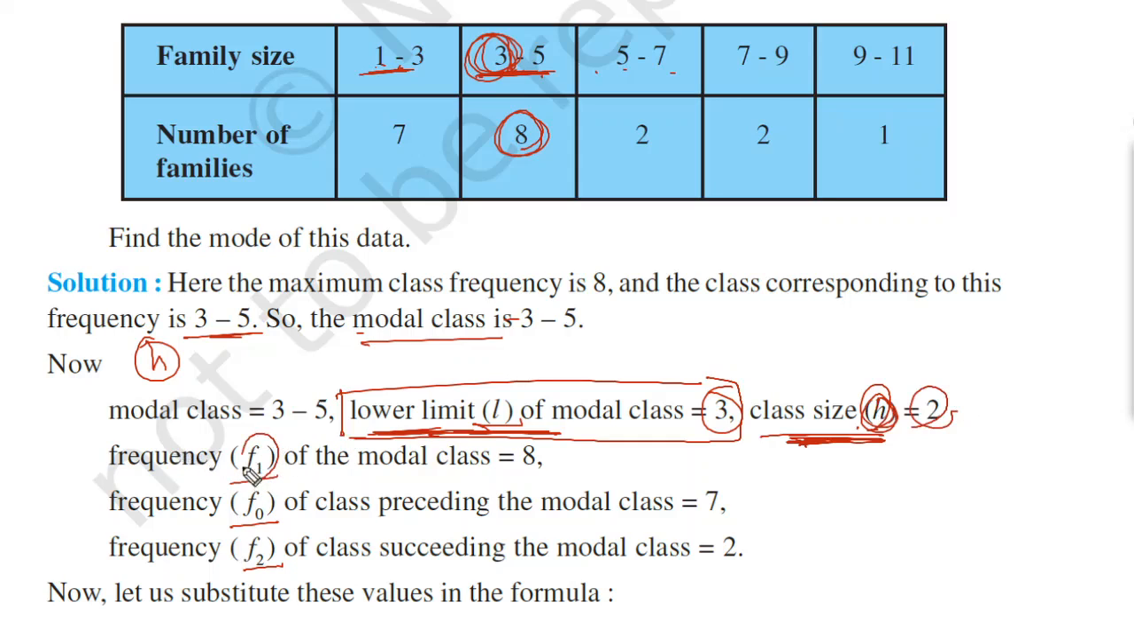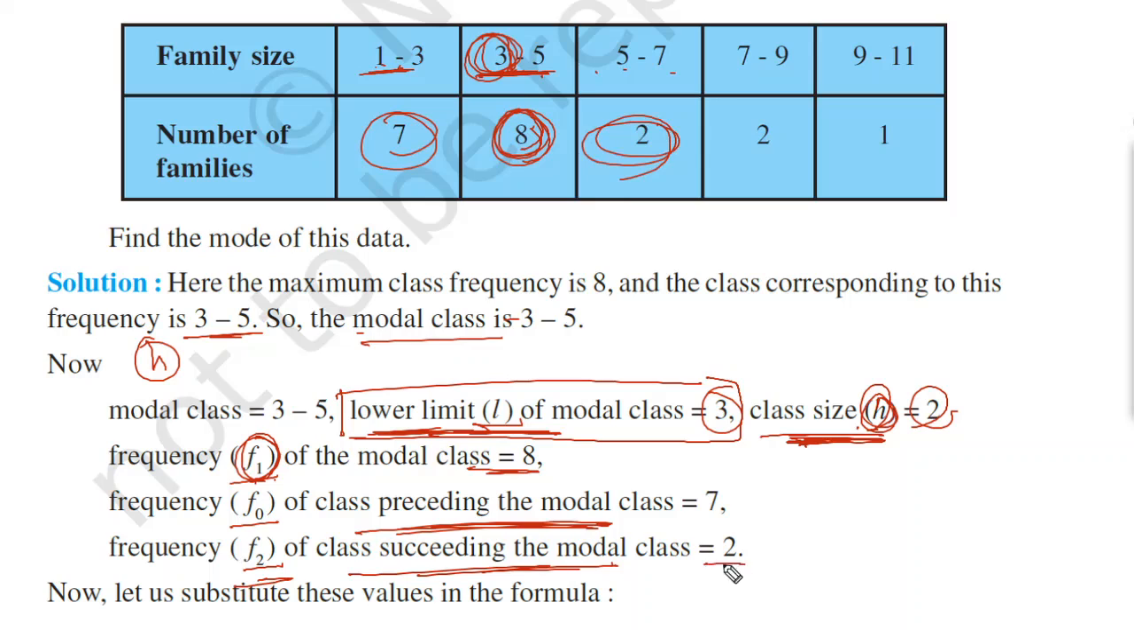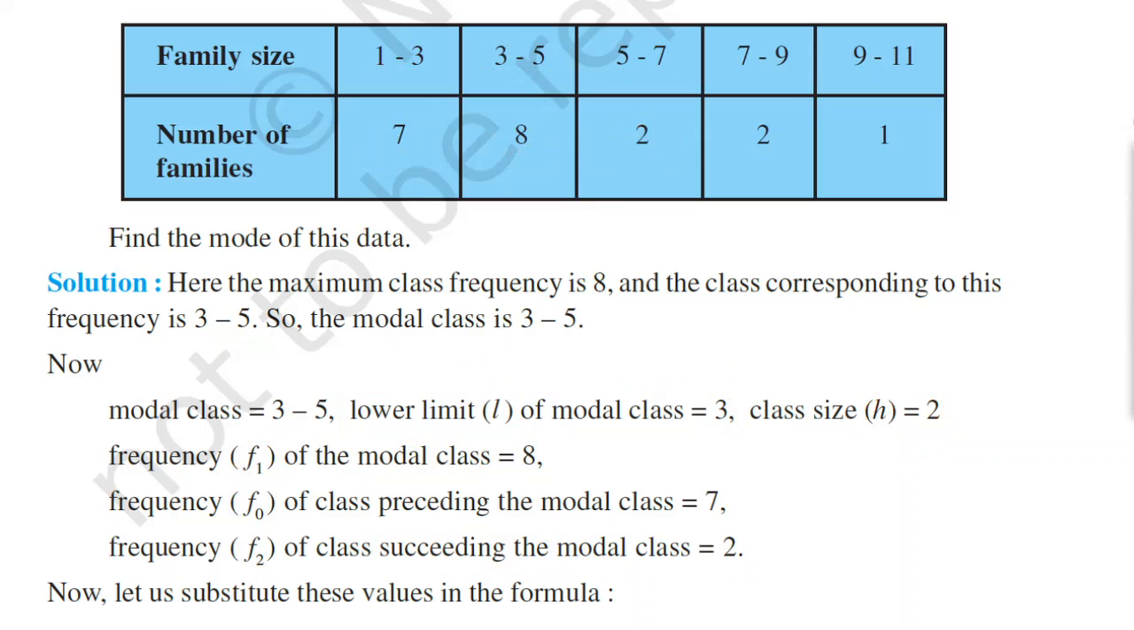Now frequency F1. F1 is the frequency of the modal class. Remember it. It is 8 in this case. F0 is the frequency preceding the modal class, which is 7. Preceding means before. F2 is the frequency succeeding the modal class. Here it is 2. So we have found all the data.